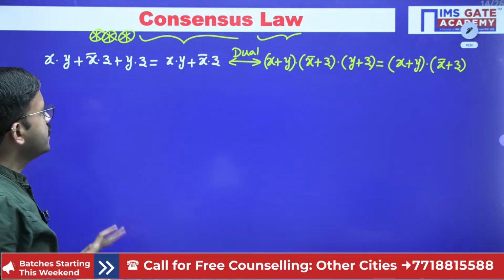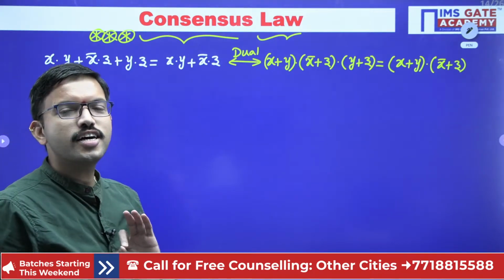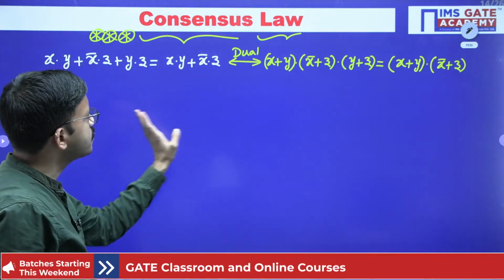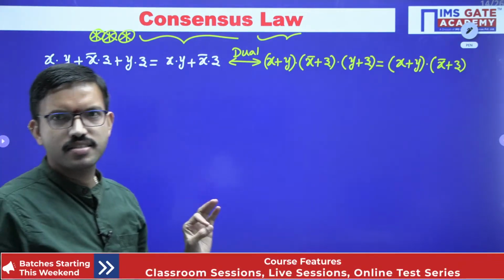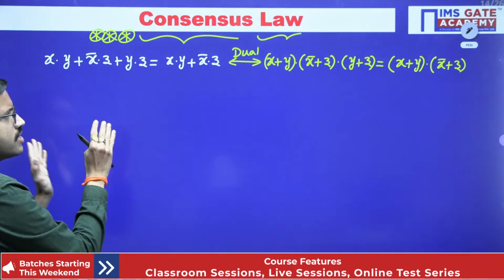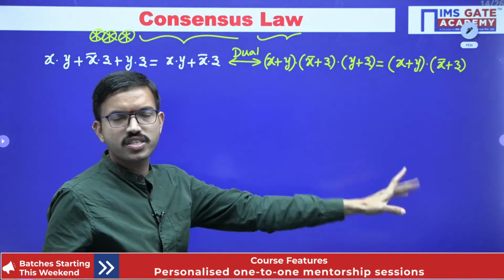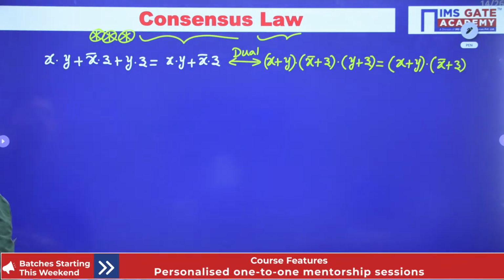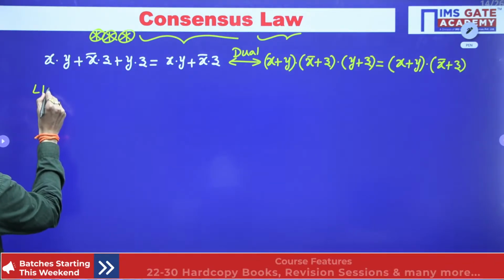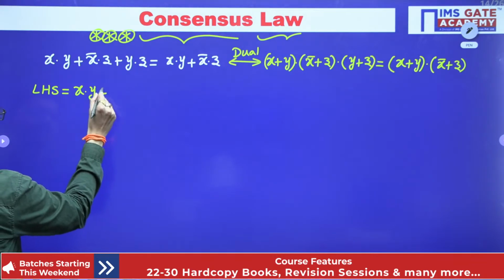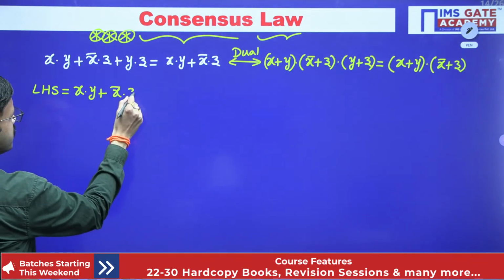Regarding consensus law, you should not memorize the equation by heart. There will be some conditions regarding that, which I will discuss in some time. For now, let us see the proof for this equation and then the proof for the other equation. After that, I will disclose the conditions. Right, so consider the LHS: xy plus x bar z plus yz.